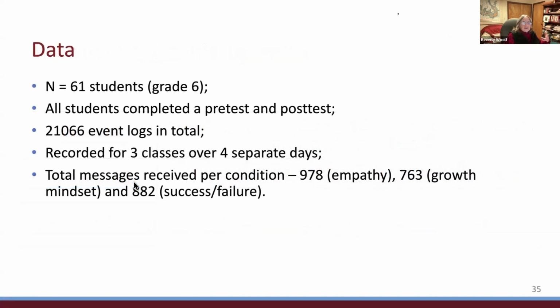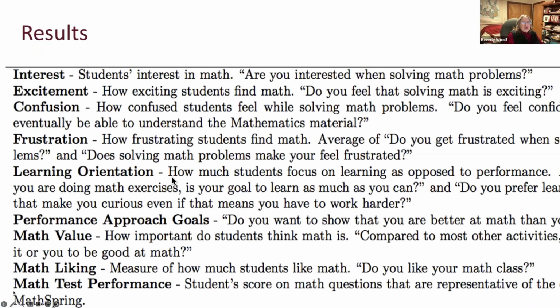So we did 61 students. All students completed a pretest. We had an event log, and recorded three classes over four separate days. And we gave them these different messages: the empathy, the growth mindset, and the success failure. And then we asked students, before and after, are you interested in solving math? Are you excited by it? Are you confused? Are you frustrated? Learning orientation, performance, etc. So what we want to do is link the responses that our system gives with whether they change their ability, their liking of math, their excitement in it, their interest.